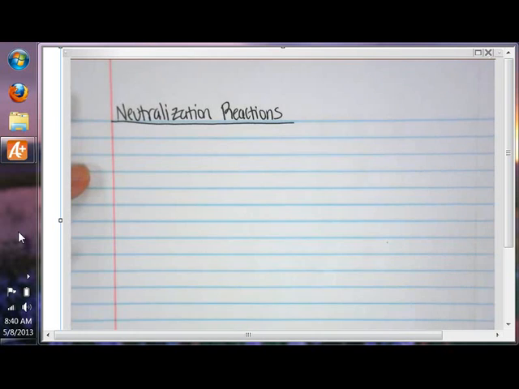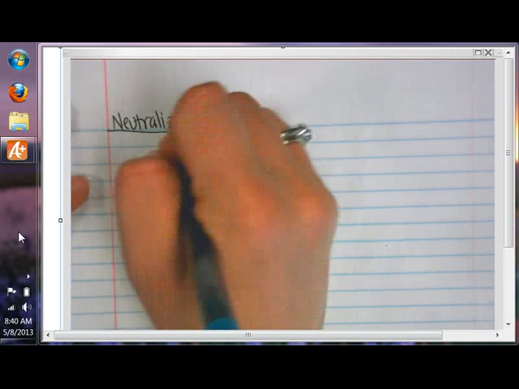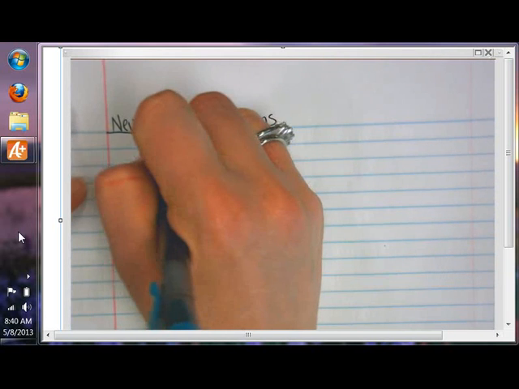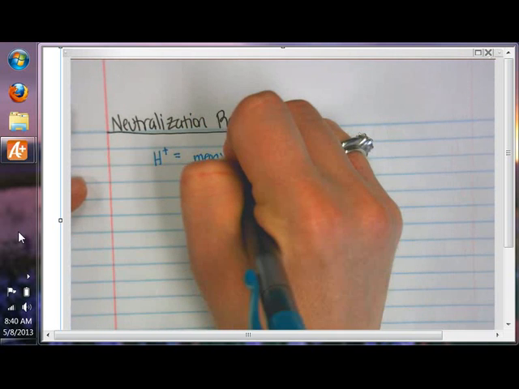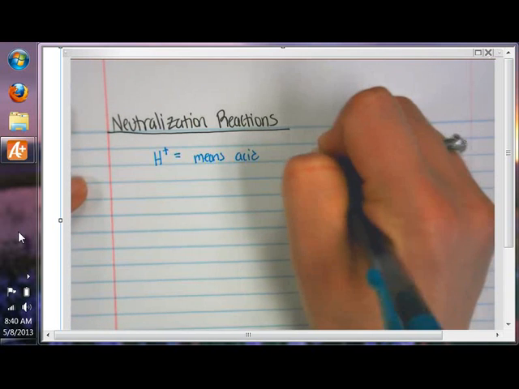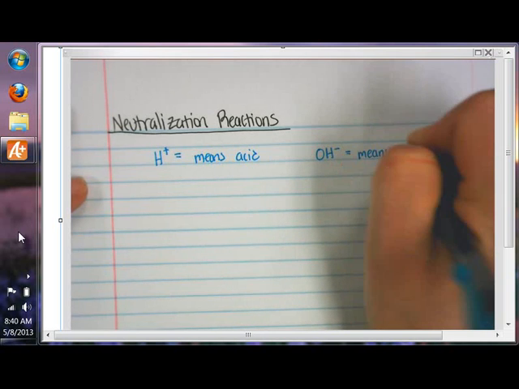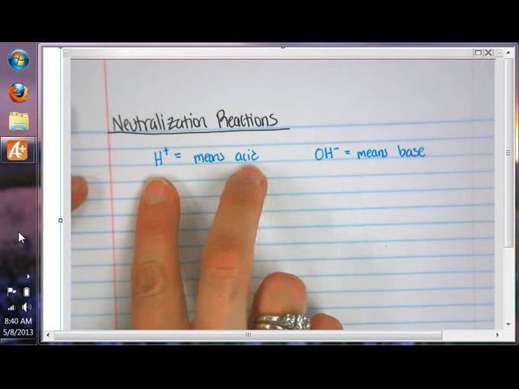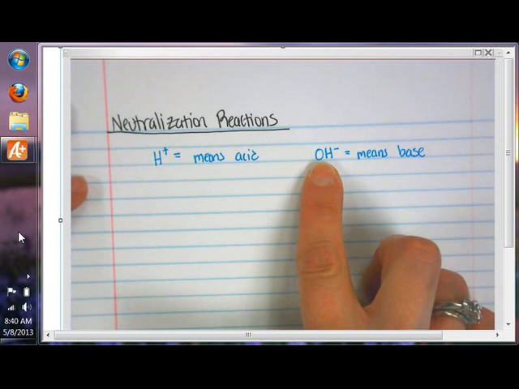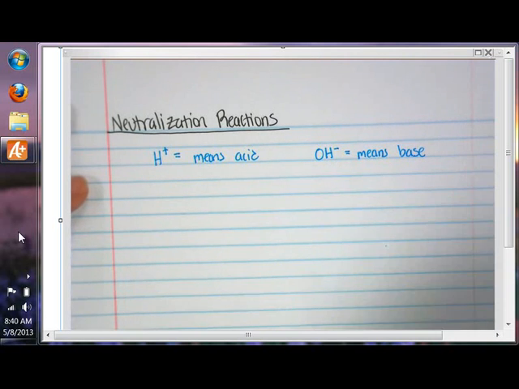And basically, just giving you a backtrack, H plus, remember, that typically means it's an acid. And if we see something like OH minus, that means it's a base. Or we need to think base. So hydrogen is acid, hydroxide, OH minus, that is a base. Now a neutralization reaction, let's go ahead and define it.